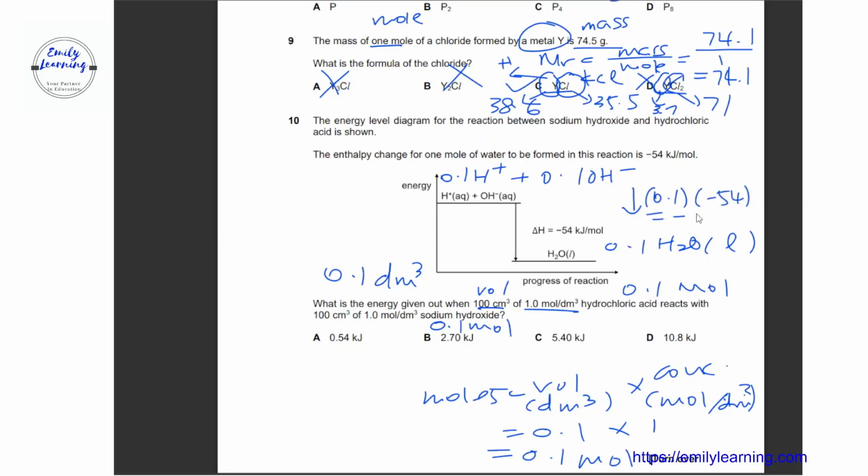So the amount of energy that is going to be liberated is -5.4 kilojoules. Because they already say what energy is given out, there's already a negative sign, so we just need to write 5.4. So the energy that is liberated is 5.4 kilojoules. All right.